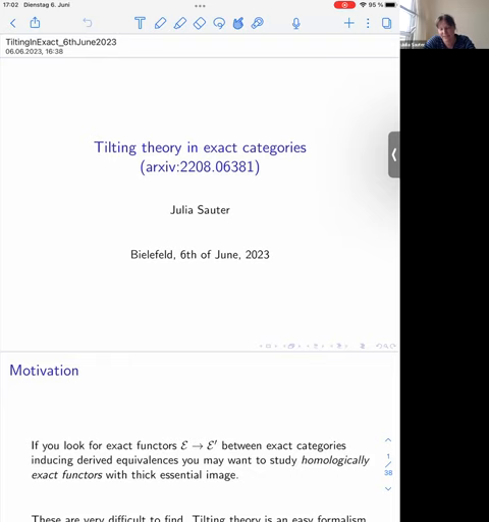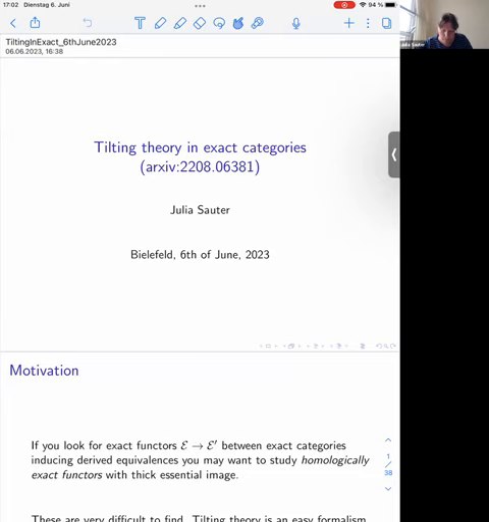So tilting theory in exact categories is, I must admit, I'm not somebody working with triangulated categories. And for me, tilting theory is kind of the nicest hack to get derived equivalences without actually working with the triangulated categories. So one can still work with the exact categories.